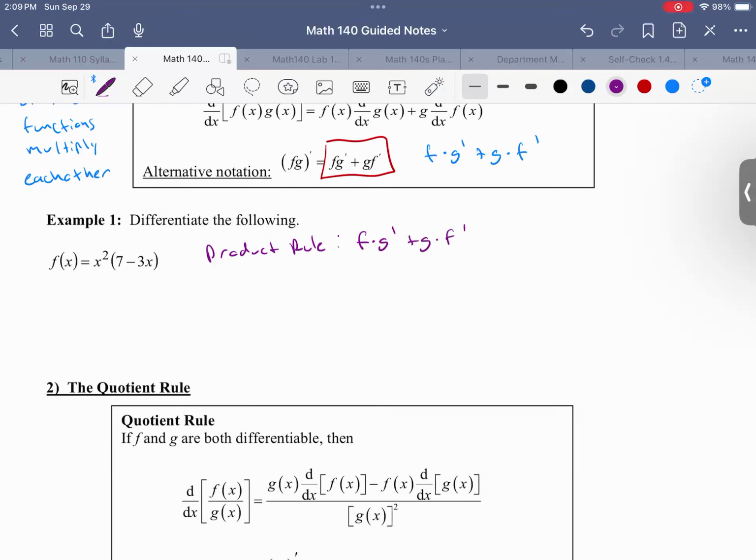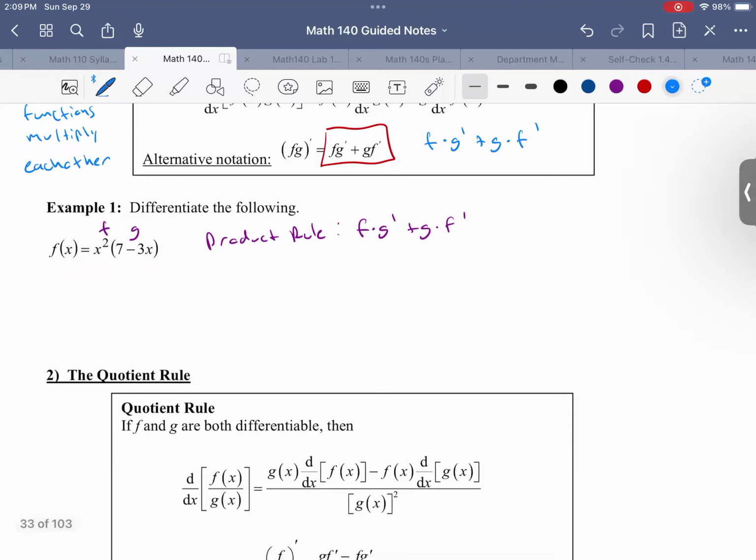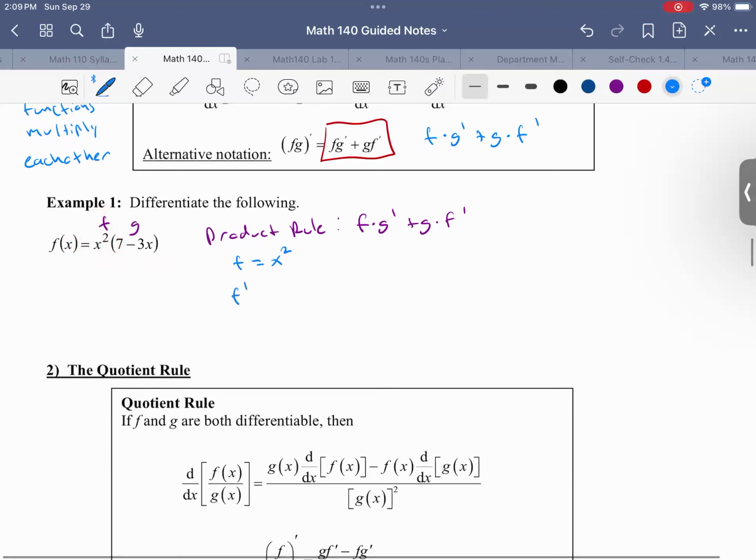What I need to do is look at this function here and pick out what my f and g are. f is typically going to be your first function, and g is going to be your other function. Now I need to find their respective derivatives. So f is x squared, that's just this right here, and I need to find the derivative of that. Just using the power rule, you drop down the 2 and subtract 1, so it's just going to be 2x.